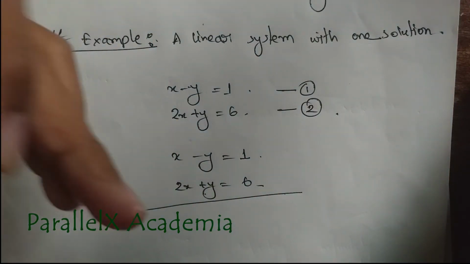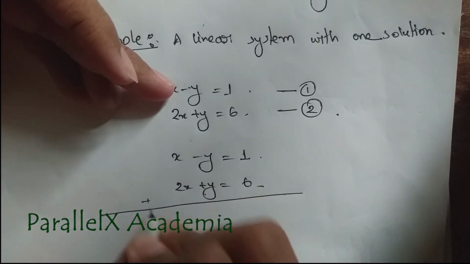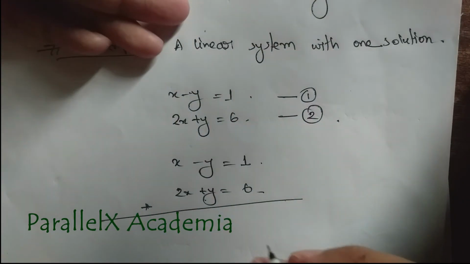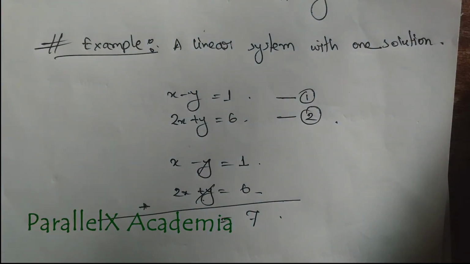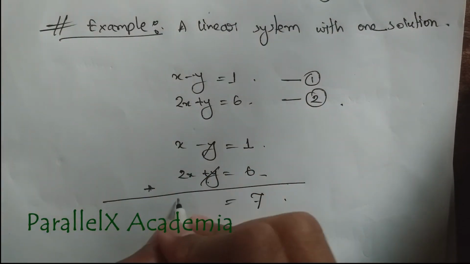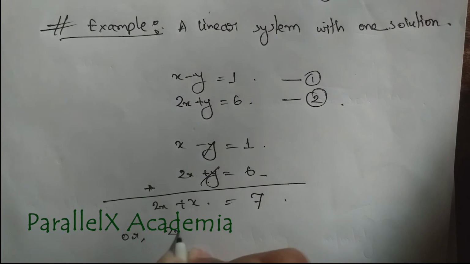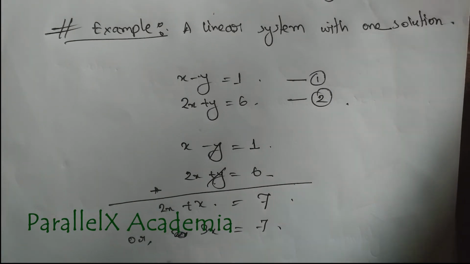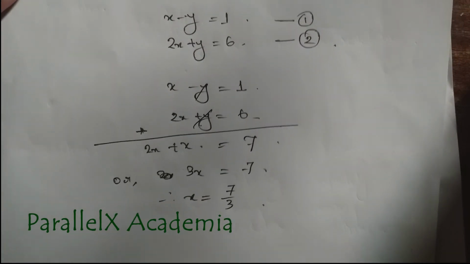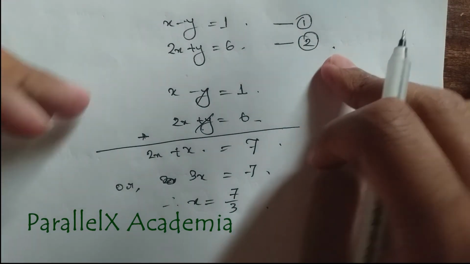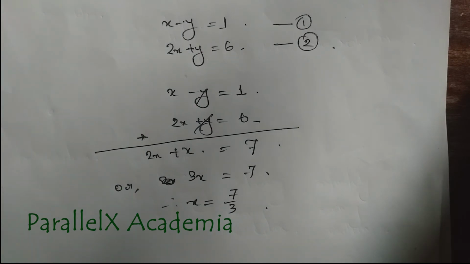Adding them, 1 and 6 make 7, the y terms are eliminated, and x plus 2x is 3x, so 3x equals 7. Therefore x equals 7 by 3. Now if you put the value of x in the first equation or the second equation, whichever you want, it's your wish. So let's put x equals 7 by 3 in equation 1.